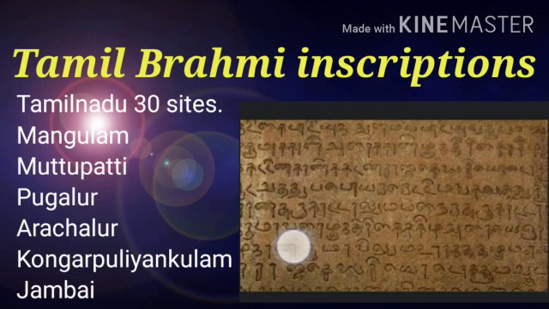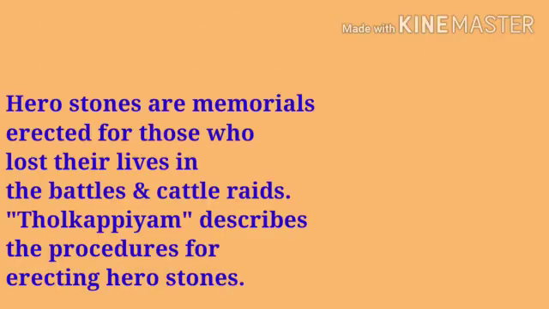The sites have smooth stone beds carved on the rock surface for monks who led a simple life and lived in these shelters. Merchants and kings converted these natural formations into residences for monks. The main places are Mangulam, Muttupatti, Pugalur, Arachalur, Kongarpuliyankulam and Jambai, some of the major cave sites with Tamil Brahmi inscriptions.